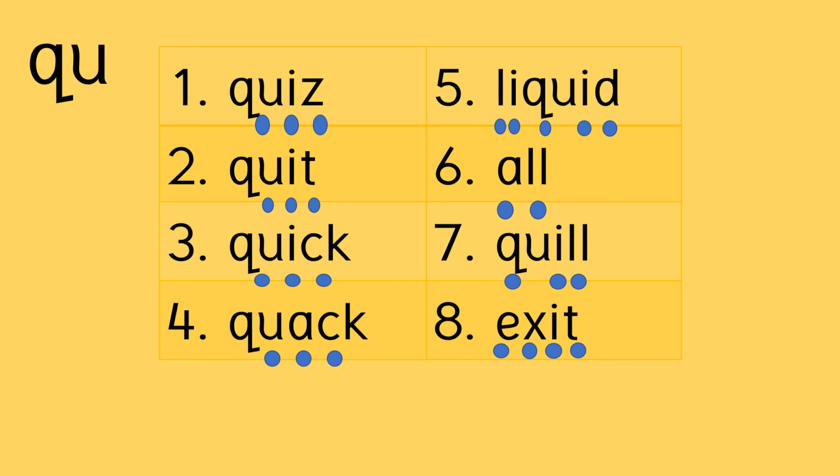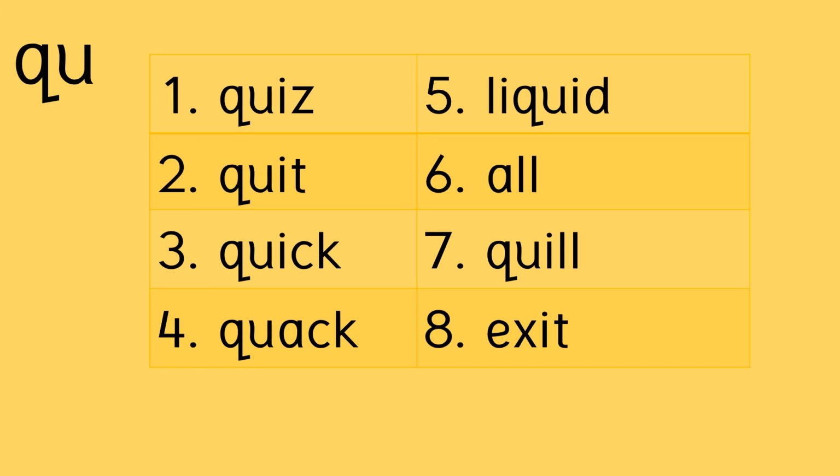Number 6 is our tricky word, all. Number 7, quill. That's that feather that we can write with. Quill. Your turn. Number 8, this is not a qu word, this is one that we've covered before, that I just wanted to have another practice at. Exit. You have a go at reading that, and you might want to pause the video so that you can have a practice of those words.